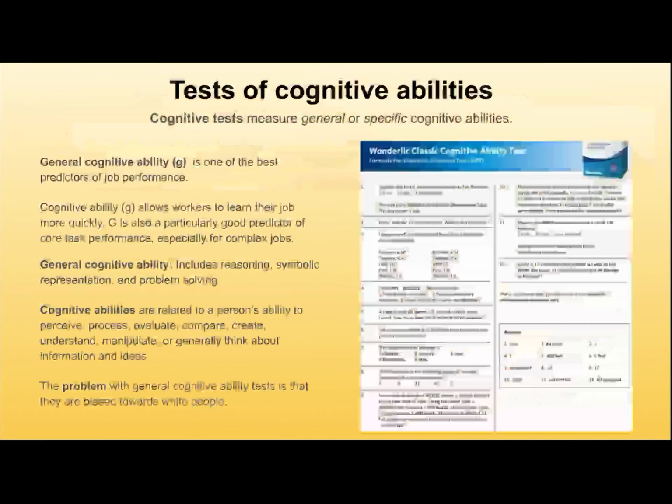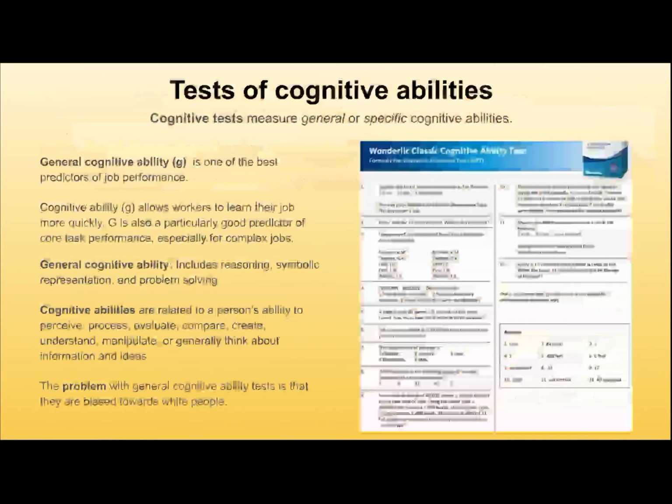On the right, we can see an example of the Wonderlic cognitive ability test. This is a common one that is used as a job selection test. If you like, you can pause the video now and take a look at the test. If you want, cover the answers, do it yourself just for fun, and see how you score.